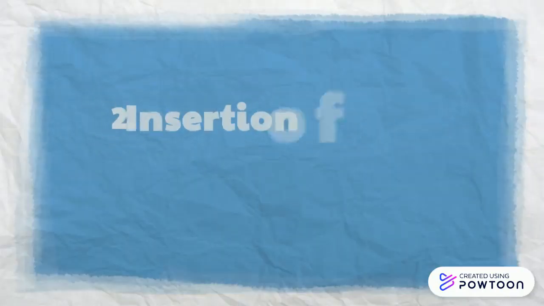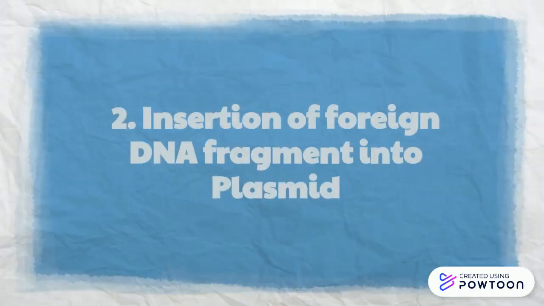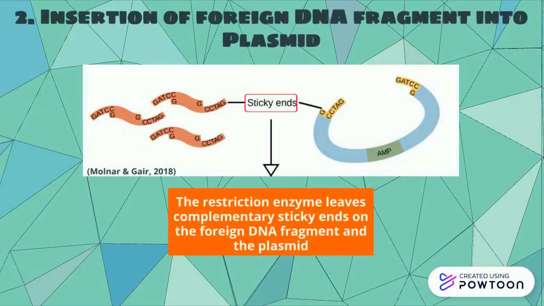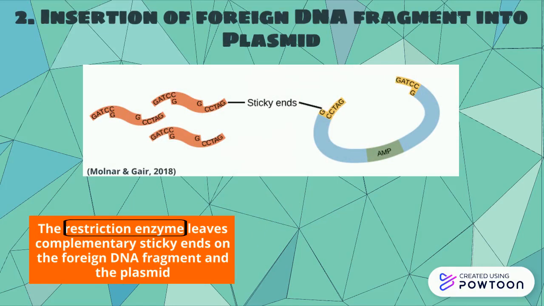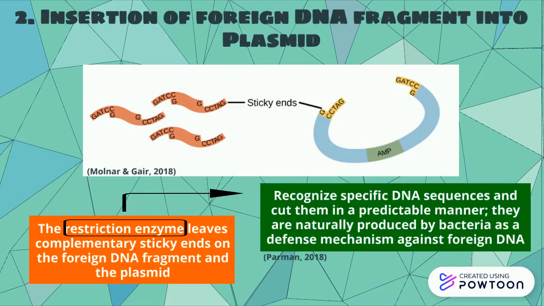The second step is the insertion of foreign DNA fragment into plasmid. The restriction enzyme leaves complementary sticky ends on the foreign DNA fragment and the plasmid, as can be seen in the diagram. The function of restriction enzyme is to recognize specific DNA sequences and cut them in a predictable manner. They are naturally produced by bacteria as a defense mechanism against foreign DNA.